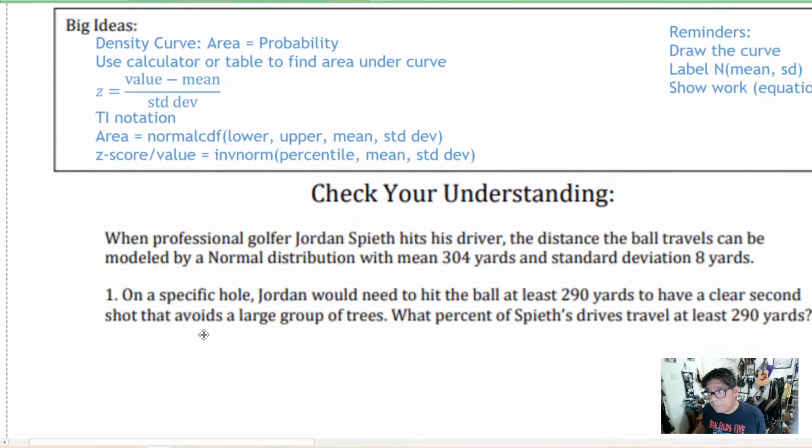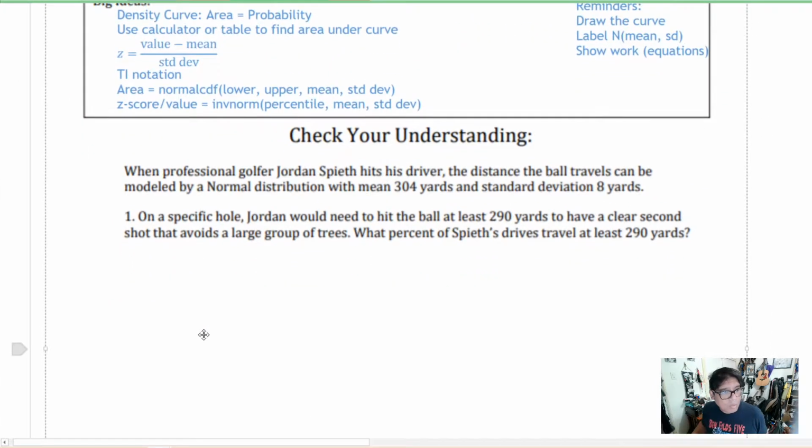Check our understanding now. When professional golfer Jordan Spieth hits his driver, the distance the ball travels can be modeled by a normal distribution with a mean of 304 and a standard deviation of 8. So on a specific hole, Jordan needs to hit the ball at least 290 yards to have a clear second shot that avoids a group of trees. What percentage of shots will travel at least 290 yards?